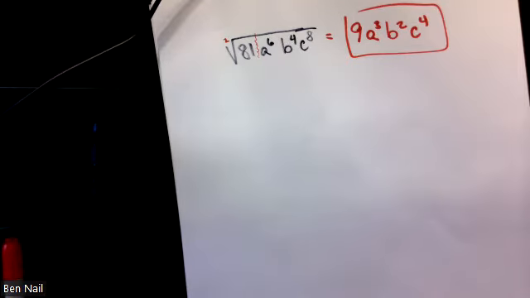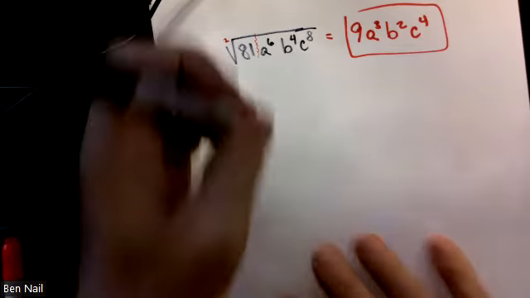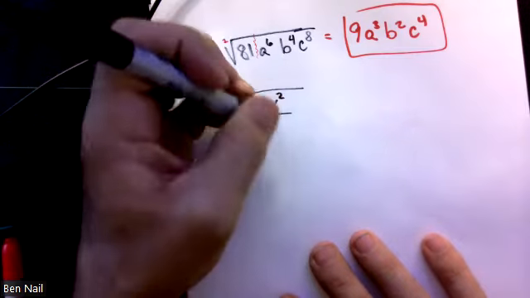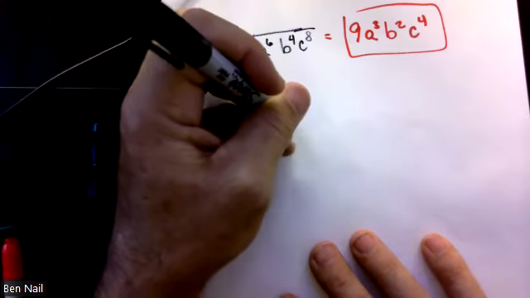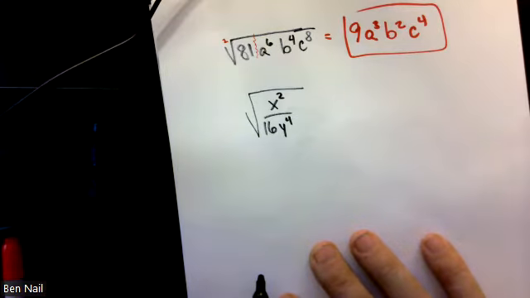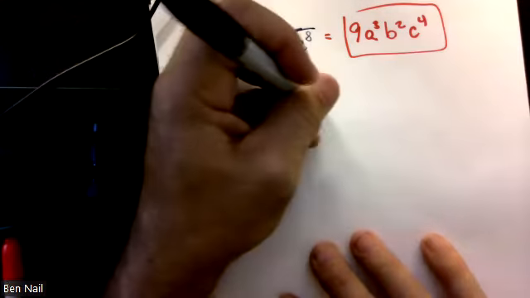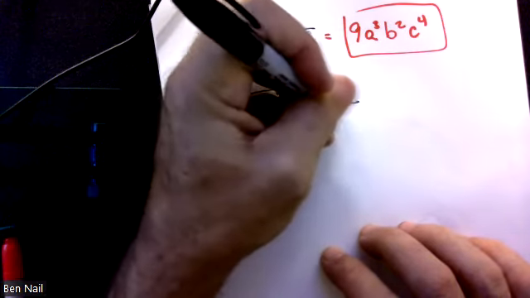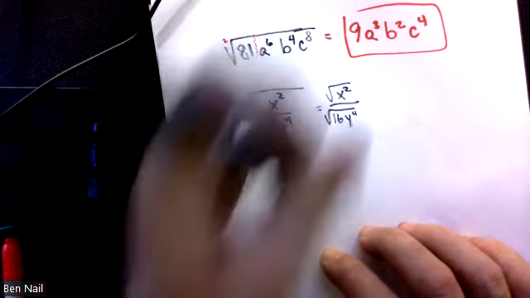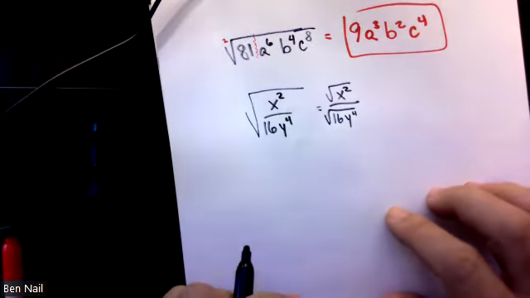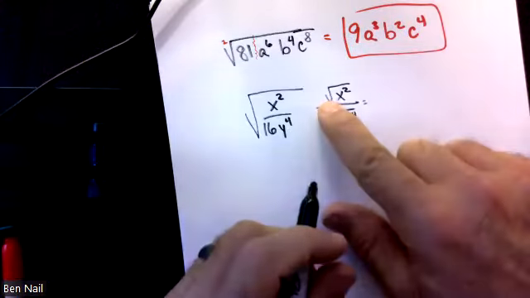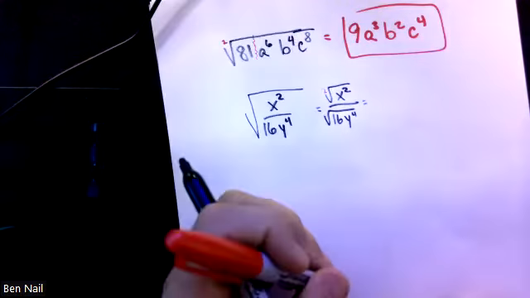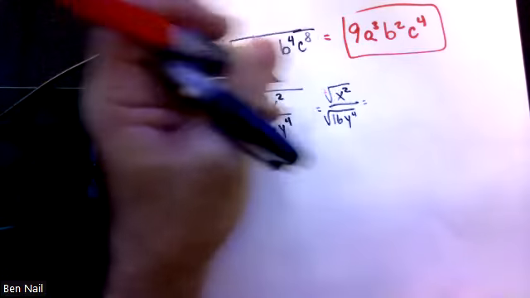Fractions is also something we don't need to be scared of. If they give us something like the square root of x to the second over 16 y to the fourth. This is like saying the square root of x to the second over the square root of 16 y to the fourth. So we can do all of these things. So again, square root, if you don't see the index, it's a 2. And again, exponents and variables divide.